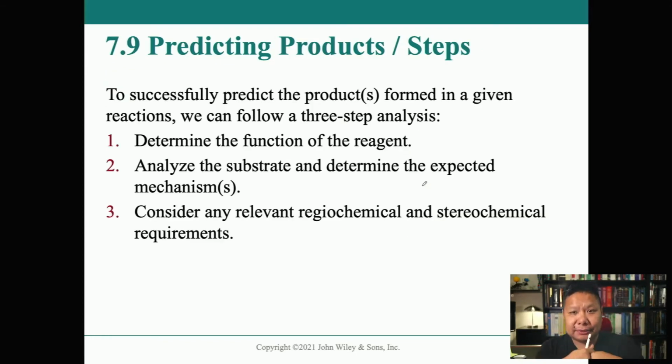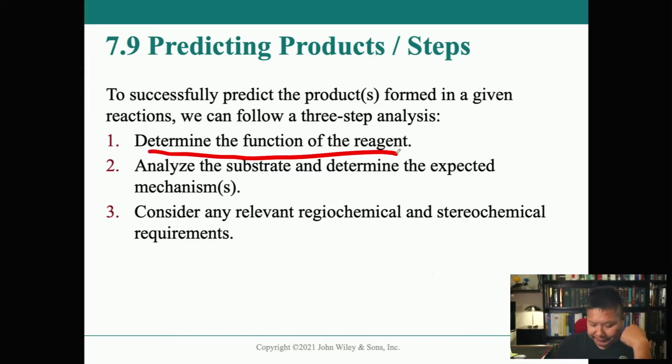So here are some steps to figuring out what the products are going to be. And don't worry, we'll go through each one in detail, very laboriously. To successfully predict the product or products formed in a given reaction, we can follow this three-step analysis. The first step is to determine the function of the reagent. Will it be a nucleophile or will it be a base? Then analyze the substrate and determine what the expected mechanism will be.